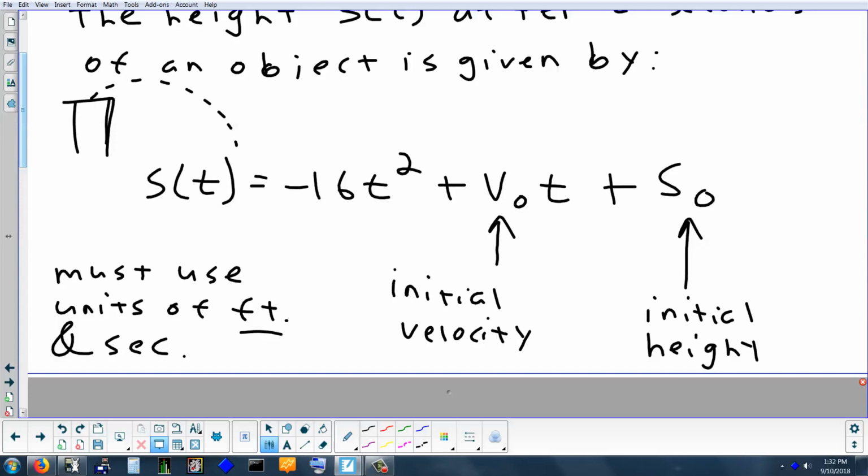Most things that you would throw yourself are not thrown from ground level, because when you throw something and release it, you're releasing it at whatever height your arm is at. You're not on the ground when you're releasing it. Your arm is up, maybe 5, 6 feet, depending.